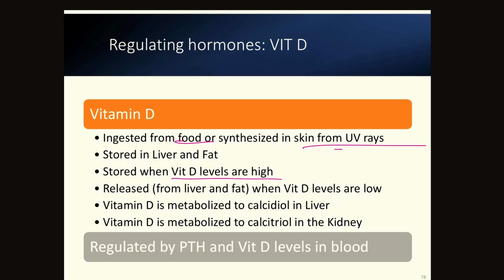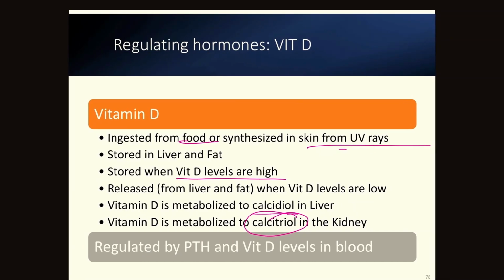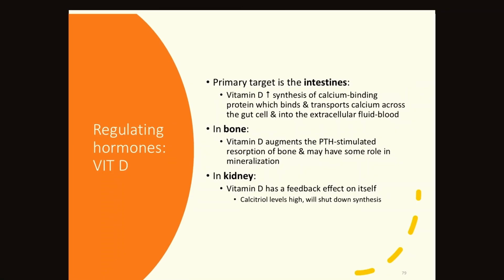Vitamin D is metabolized to calcidiol in the liver, and then it's calcitriol in the kidney. The calcitriol is the active form of the vitamin D that we need. And it's obviously regulated by PTH and our vitamin D levels in the blood. The primary target is the intestine, to increase calcium absorption. In the bone, it augments PTH-stimulated resorption of bone and may have some role in mineralization. And in the kidney, vitamin D will have a feedback effect on itself.